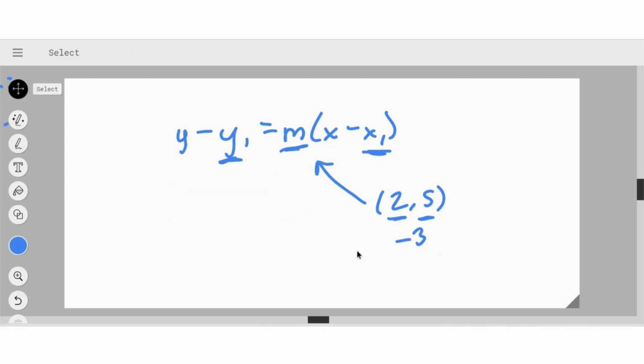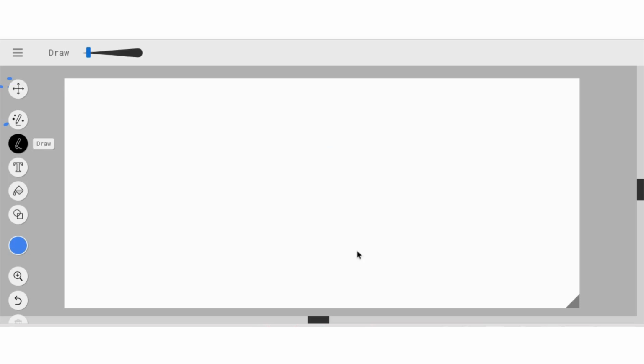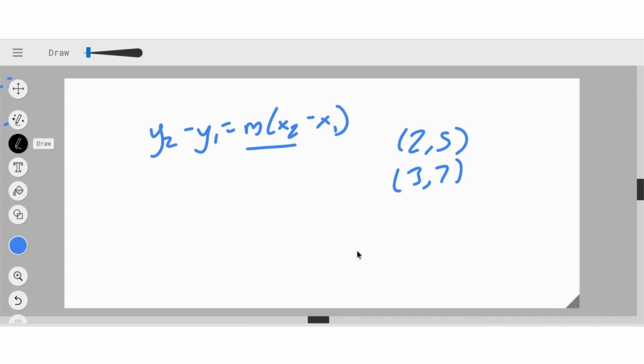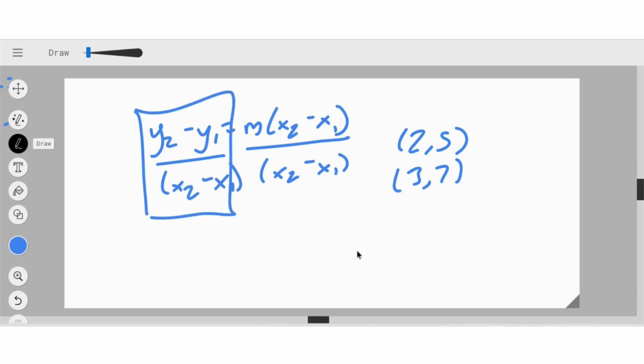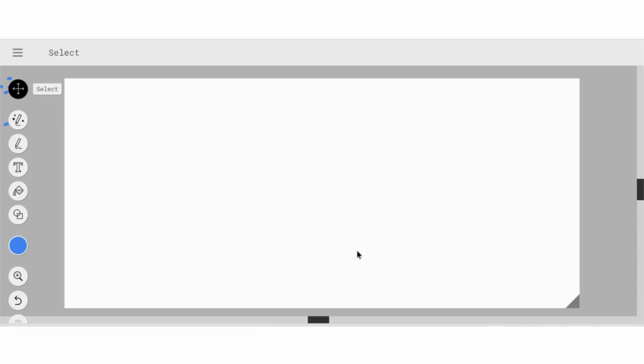A question might use point slope form to ask you to solve for the slope using 2 points. So for example, 2, 5 and 3, 7. Instead of using y minus y1, we would use y2 minus y1 equals m times x2 minus x1. But you know that already because it's just the formula for slope. Divide both sides by x2 minus x1, and you just get the formula for slope that we have already gone over, which is why I really like using slope-intercept form more than point slope, because it tells us a lot more about the graph.